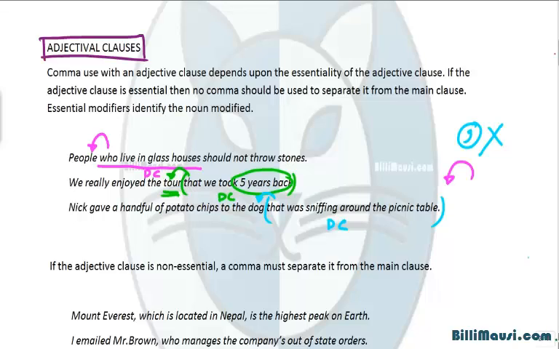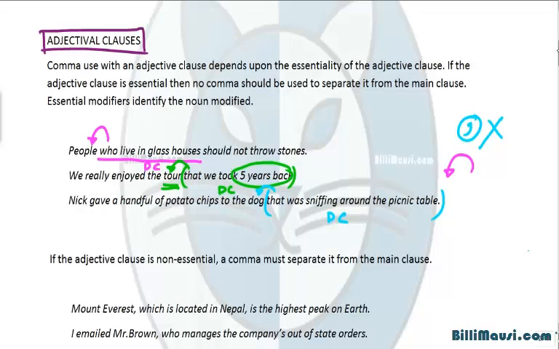Let's move to the non-essential adjectival clause. Non-essential adjectival clauses are always separated by a comma, and they do not try to identify with the noun modified. They simply give additional information about the preceding noun. In this example, as you can see, Mount Everest, which is located in Nepal, is the highest peak on earth. So which is located in Nepal is just giving additional information about Mount Everest.